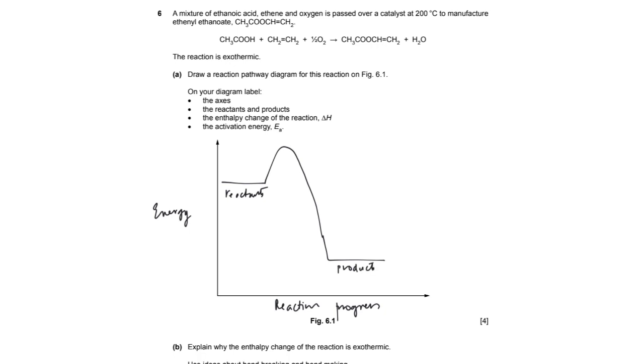Now you'll have to label the enthalpy change and the activation energy. Activation energy is the energy from reactants to the highest point. You label this as EA, and the enthalpy would be negative as the energy is going down as you're moving through the reaction. So delta H is negative.